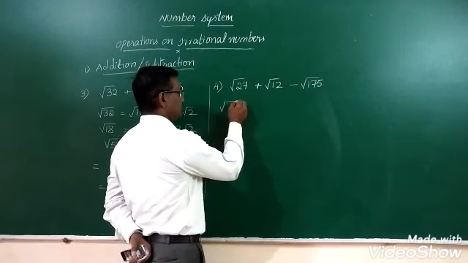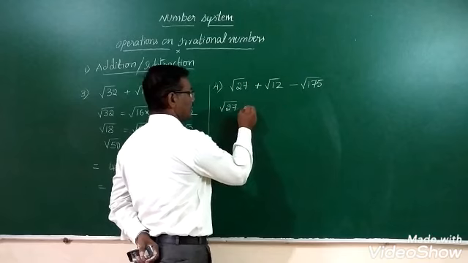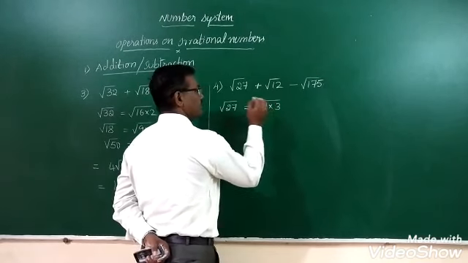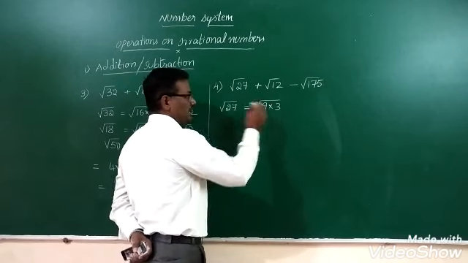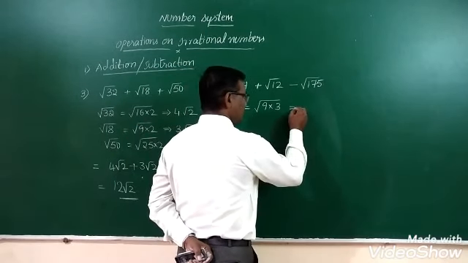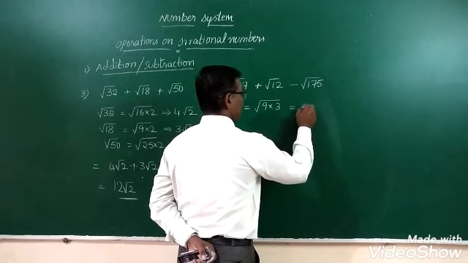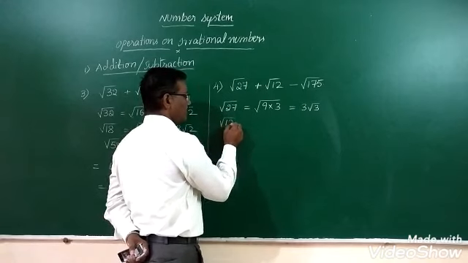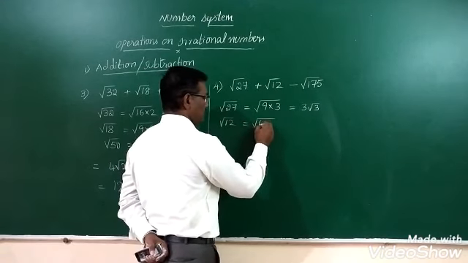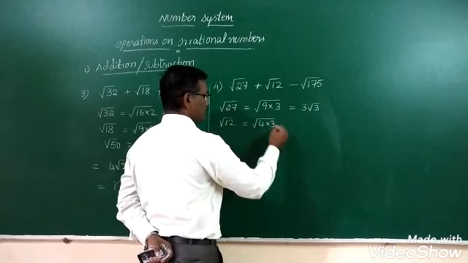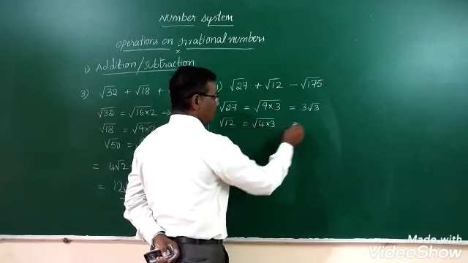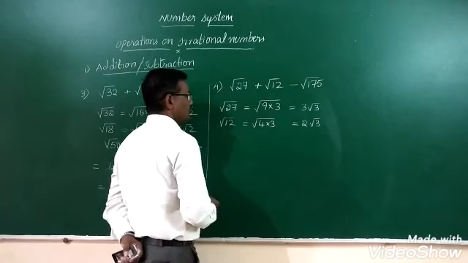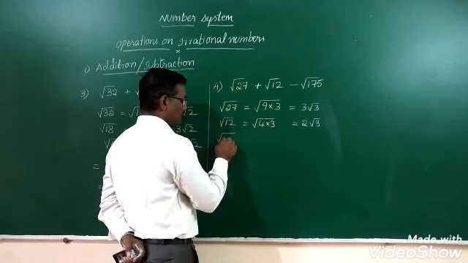Root 27. Root 27 can be root of 9 into 3. 9 is a perfect square. That's why I have mentioned like this. Root 9 value 3 root 3. Root 12 can be root of 4 into 3. What about root 4 value? 2. Root 3 alone, that is single. Therefore, root 175.